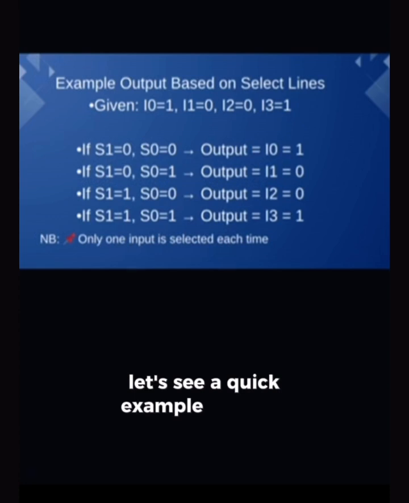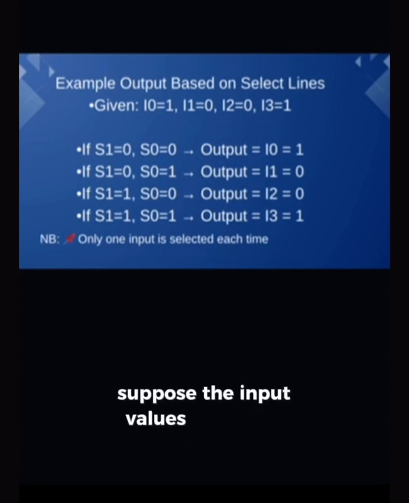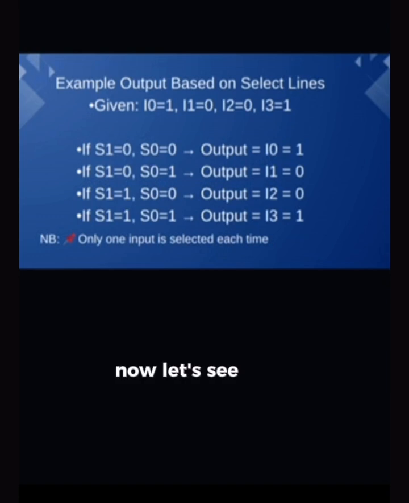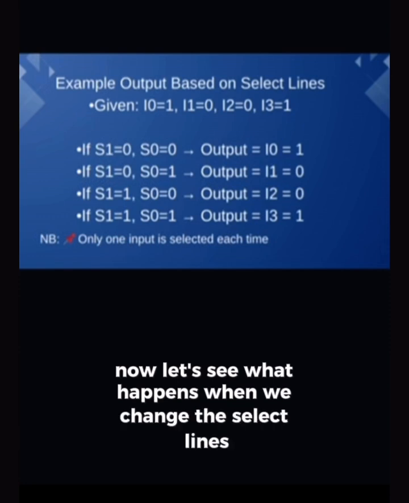Let's see a quick example to make things clearer. Suppose the input values are I0 is 1, I1 is 0, I2 is 0, and I3 is 1. Now let's see what happens when we change the select lines.